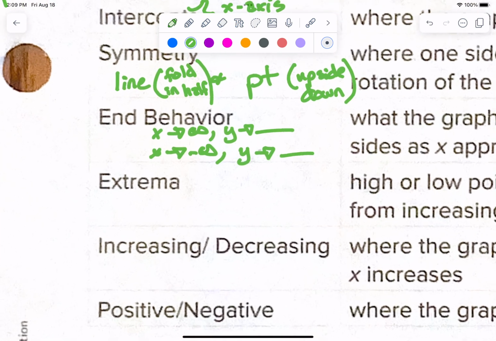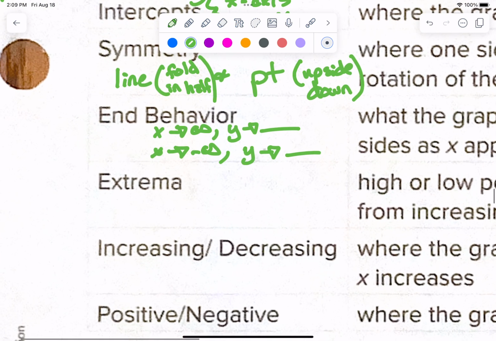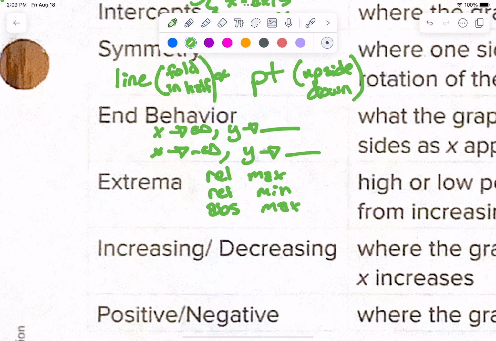All right, extrema. These are maxes and mins. So I have a relative max, a relative min, an absolute max, and I have an absolute min. Do you need clarification on which ones are which? Or do we understand the difference between relative or absolute?